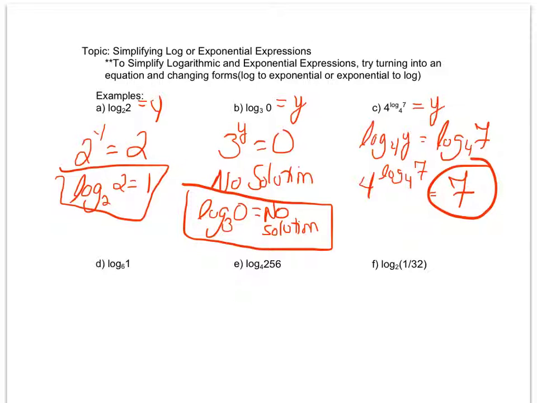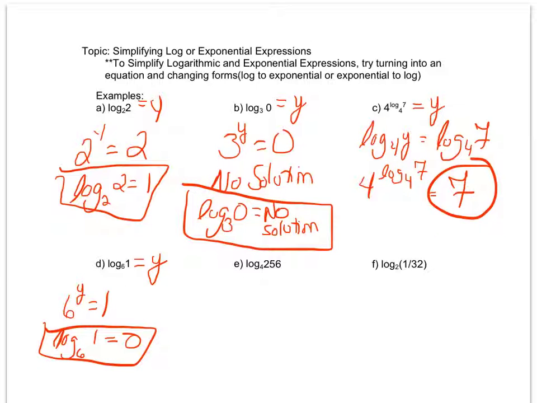Looking at the next example, letter D, I'm in a logarithmic form. I'm going to say this logarithmic form is equal to something. So I'm going to change it to exponential form and say 6 to the y equals 1. Well, because I know that anything raised to the 0 power is 1, if I remember that fact from Algebra 1, that a to the 0 is always 1, I'm going to say log base 6 of 1 is just 0.